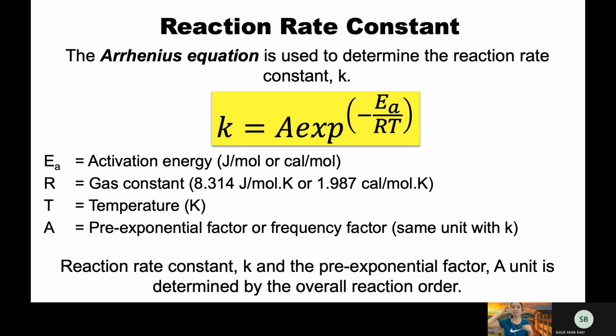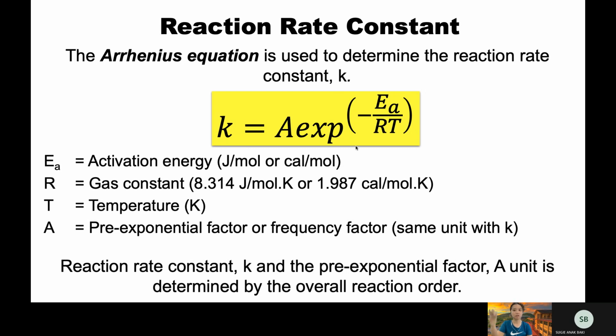So the Arrhenius equation states that K, the reaction rate constant, equals A exponential minus EA per RT. So what does it mean? Okay, so first A. A is your pre-exponential factor, or we also call it the frequency factor. Either one can be used, it still refers to A. So either we call it pre-exponential factor or we call it frequency factor.